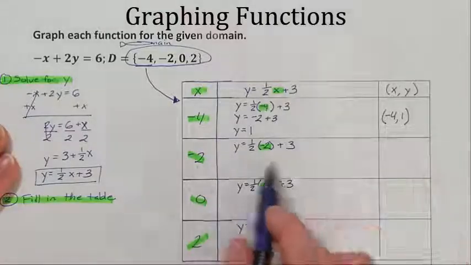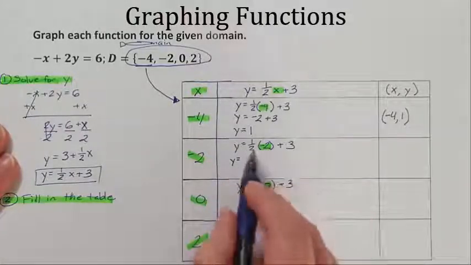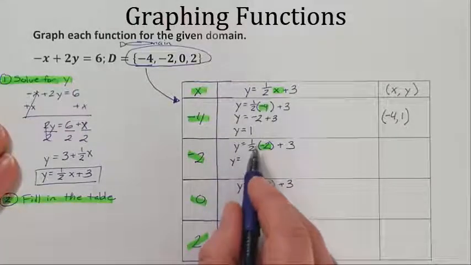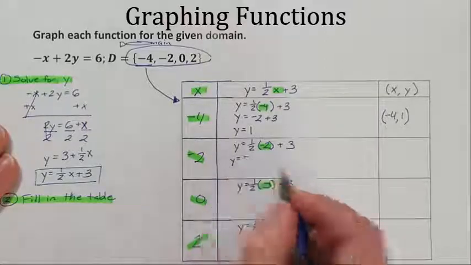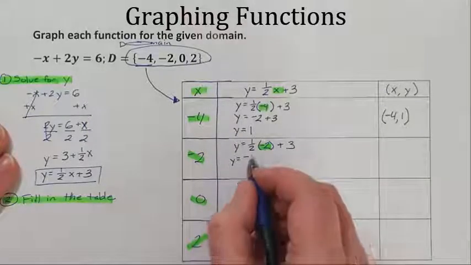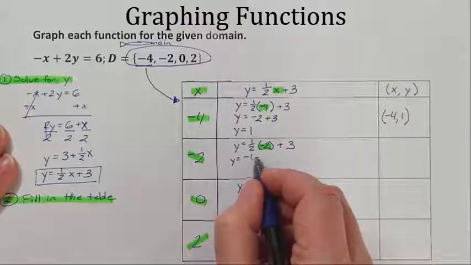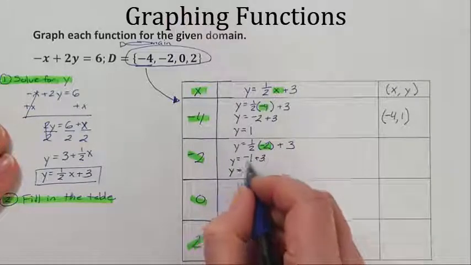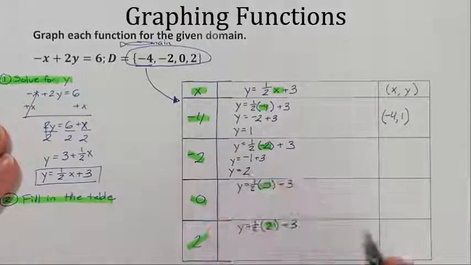Moving on to the second coordinate point, y equals 1/2 times a -2. Well, positive times a negative is a negative. 1/2 times 2 is 1, so this is a -1. We still need to add the 3. Y equals -1 plus 3 is a +2.